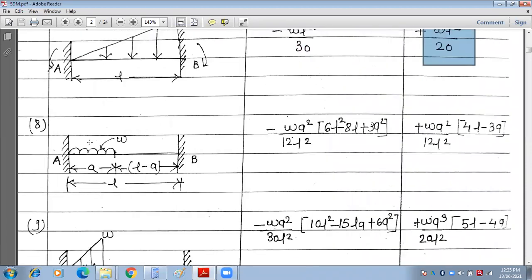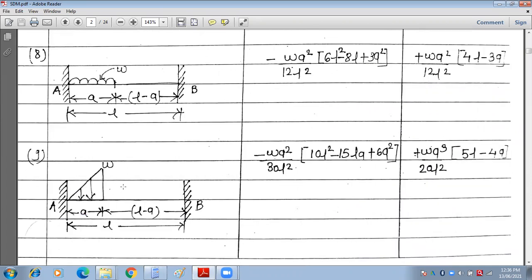Let us consider a UDL over the span a for the fixed end beam. For this condition, the left side moment is WA square into bracket 6L square minus 8LA plus 3A square bracket complete divided by 12L square. For the right side moment, WA cube into bracket 4L minus 3A divided by 12L square.